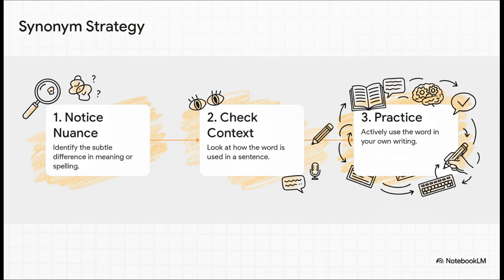Step 1, notice the nuance. The moment you see 2 similar words, stop and ask yourself, okay, what's the tiny difference here? Is it the spelling? Is it the meaning? Step 2, check the context. Don't just look up the definition. Find real sentences that use the word correctly. Context is everything. And finally, step 3, and this is the most important one, practice and repeat. You have to actually use the word in your own writing and speaking. That is the only way it's going to stick.